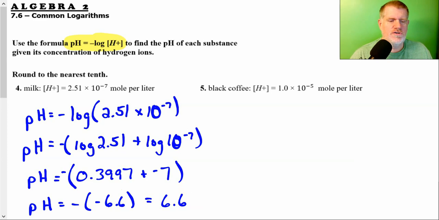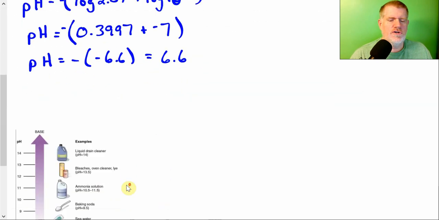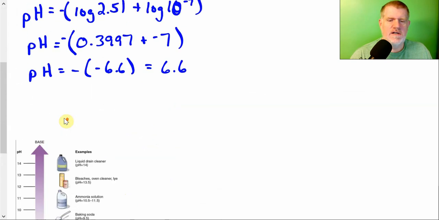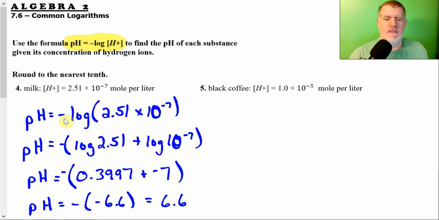So I'm going to show you a little chart here. Neutral is 7. Your blood's a little bit above neutral. Milk, it says it's between 6.3 and 6.6. Slightly acidic, and we calculated it to be 6.6. All right, coffee.